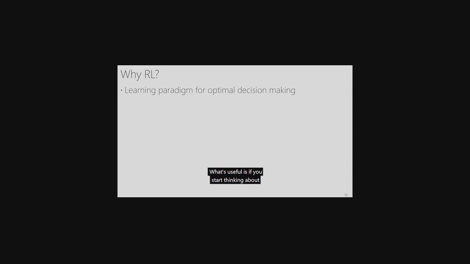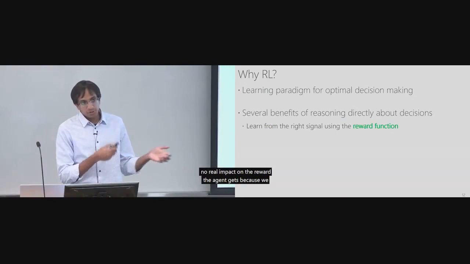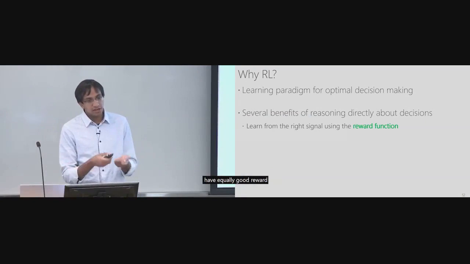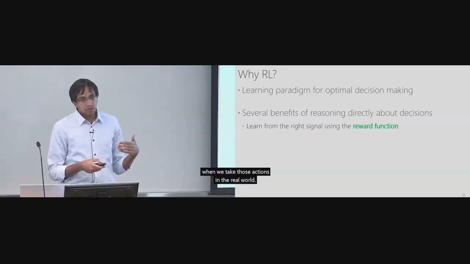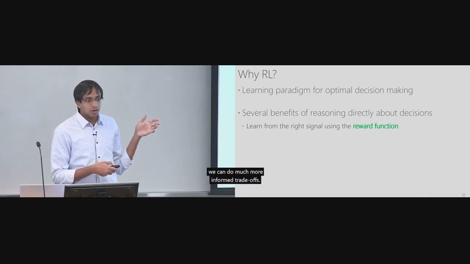And what's useful is if you start thinking about the decisions directly rather than the predictions that you're making along the path, there are several benefits you start to witness. So one is when we think about the error in our predictions, we might have certain errors that have no real impact on the reward the agent gets, because we might be making prediction errors in cases where it does not matter, or between choices which have equally good reward when we take those actions in the real world. So if we directly reason about our decisions and the rewards we get by making those decisions, we can make much more informed trade-offs.